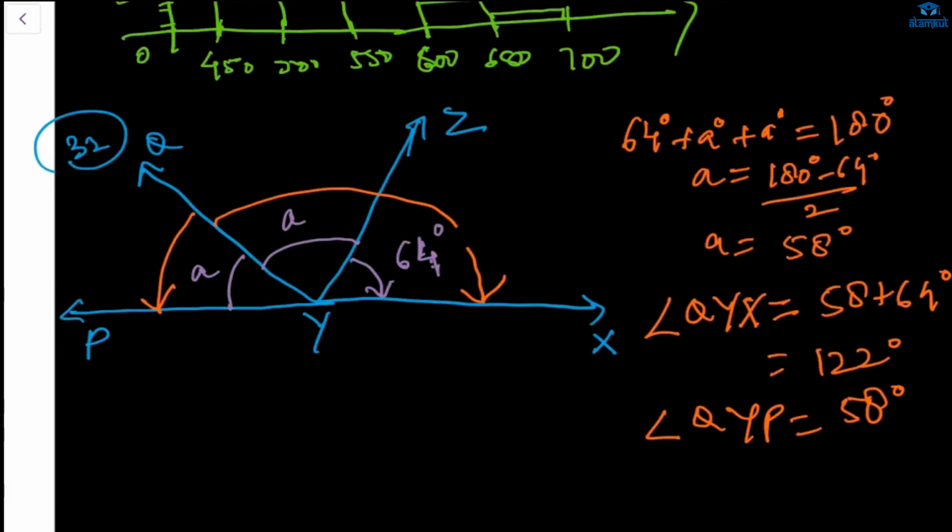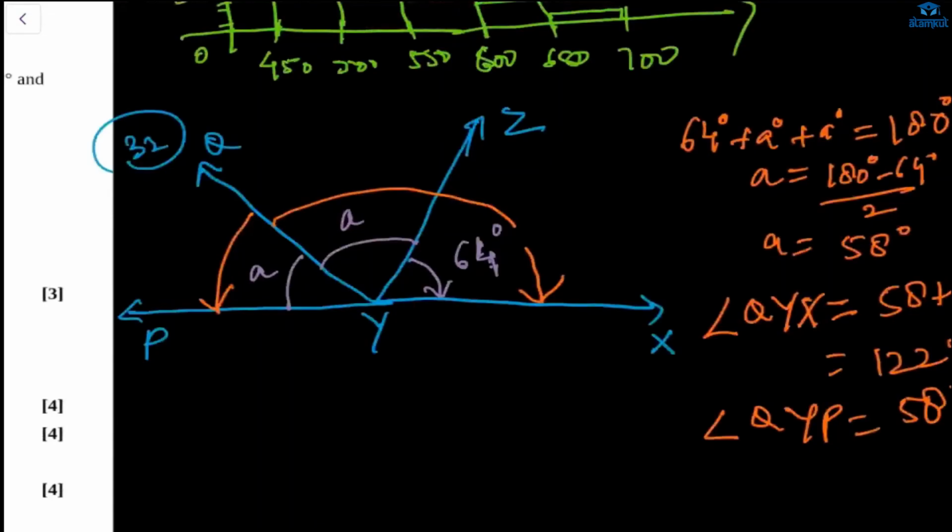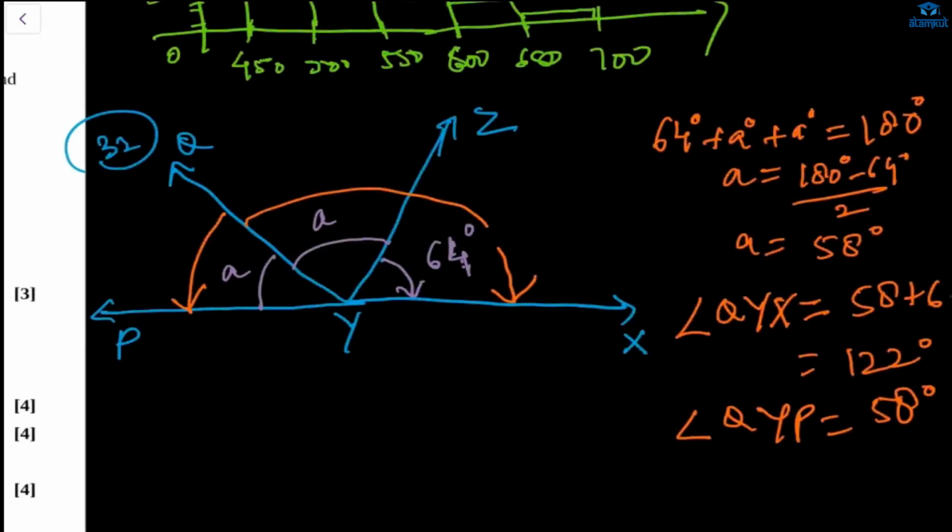It was given that angle XYZ is equal to 64 degrees, and you have to extend this XY till P. And from Y, we again have a ray QY, which is bisecting the angle PYZ. Bisecting means it is equally dividing the angle. One angle is already given, that is 64 degrees, and this angle is bisected. If you take this whole angle as A, it will be A by 2, A by 2.